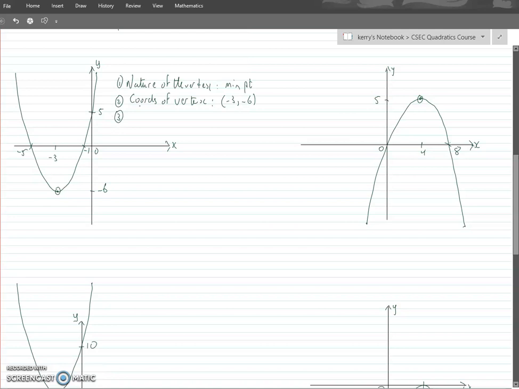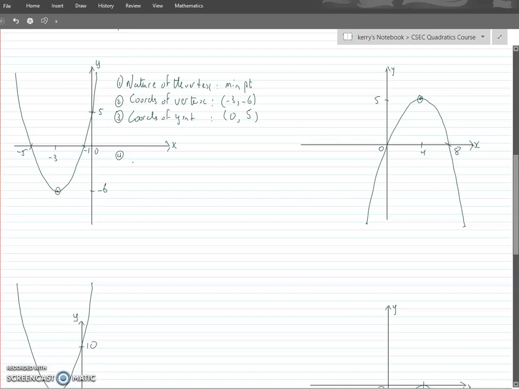Next, we want the coordinates of the y-intercept. This is where the graph cuts the y-axis. The y value where the graph cuts the y-axis is 5, which means that the x value, because it is on the y-axis, is 0. So the coordinates of the y-intercept are 0, 5.